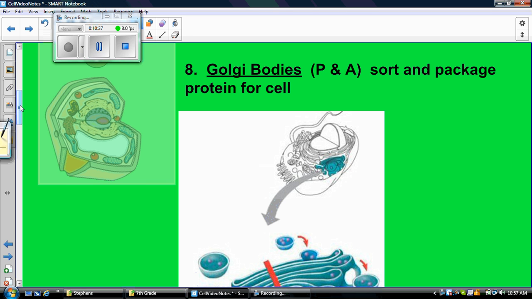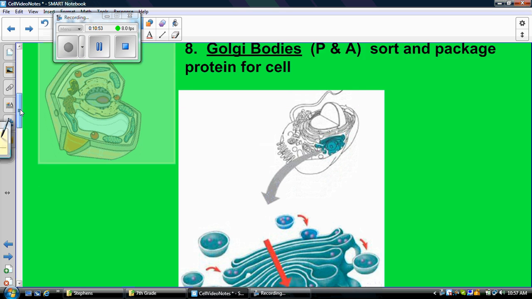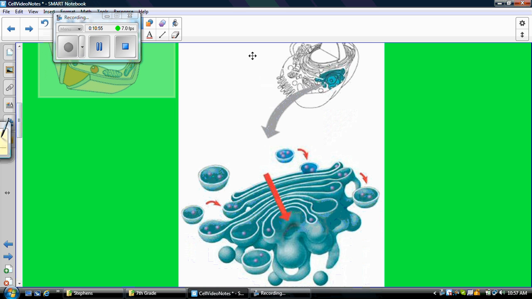When you ship things, you have an address on your box, and then the FedEx people take your box where it needs to go. That's kind of what a Golgi body does. Wherever that protein is needed inside a cell, the Golgi bodies are going to sort them, package them, and send them out. If you look at the Golgi body, it's usually outside somewhere past the nucleus.